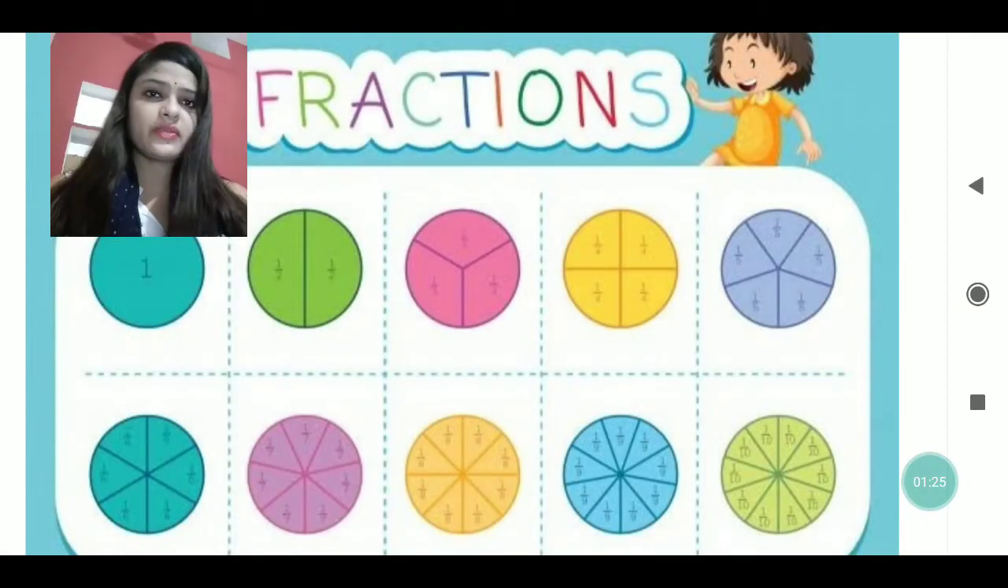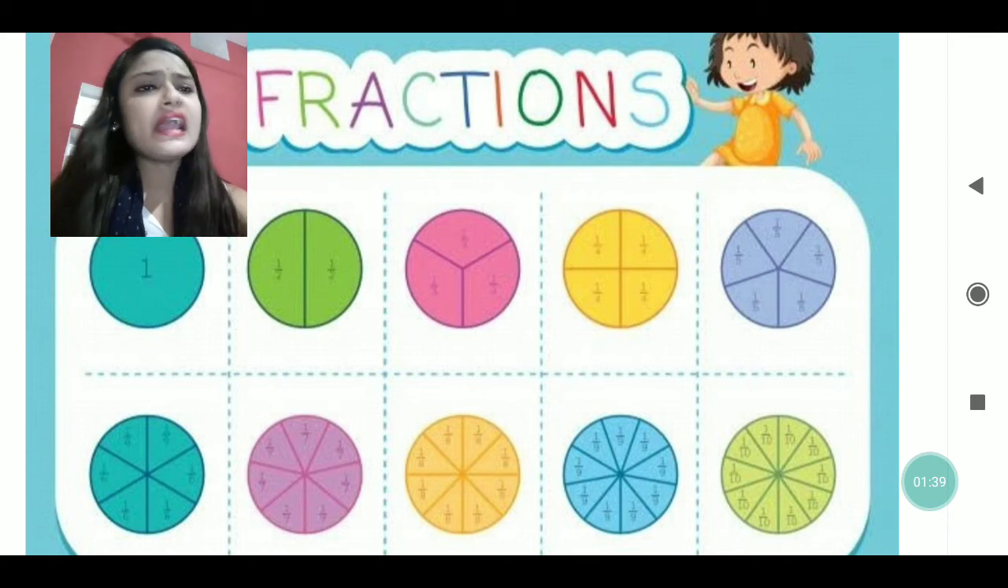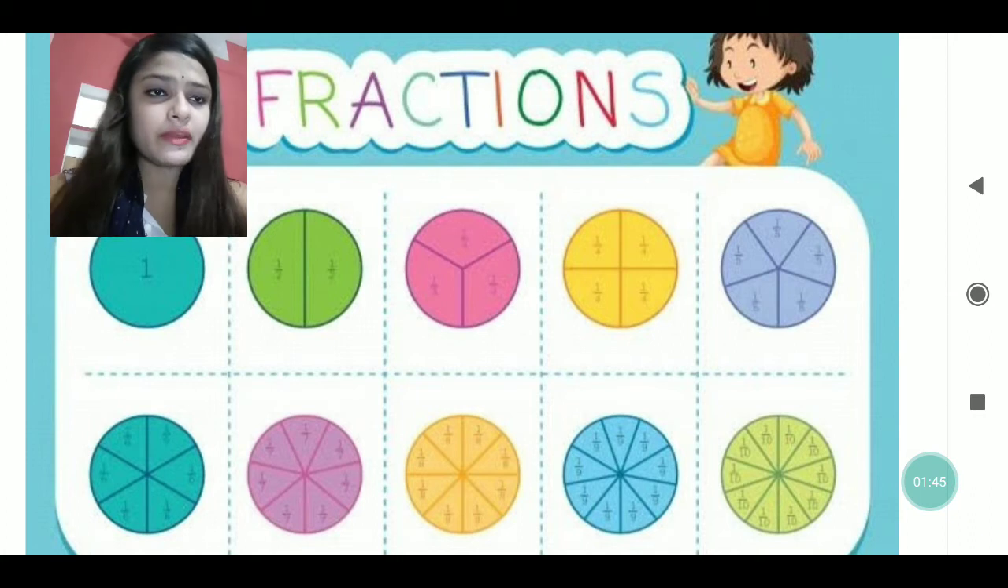With the same chapter we are going on, that is fraction. You can see how it is being divided. One circle is there, that circle is divided into two parts, then that same circle is divided into three parts, then that same circle is divided into four parts, and like that it is going on. So let's move on, my dear.